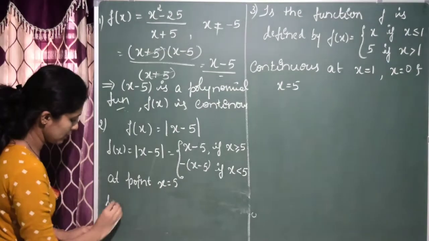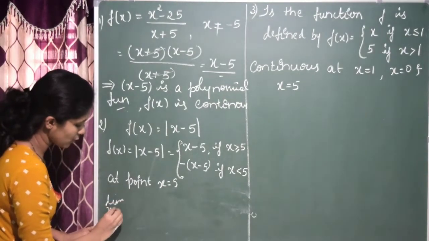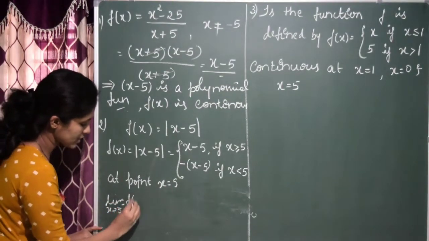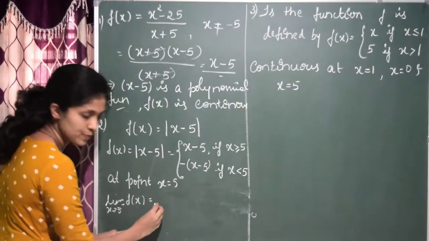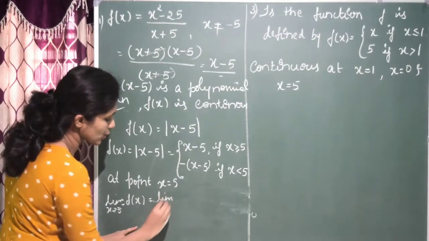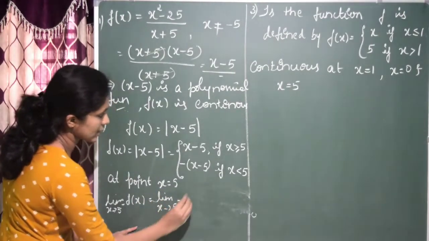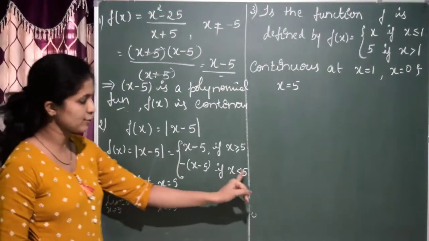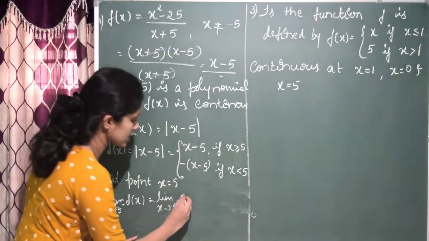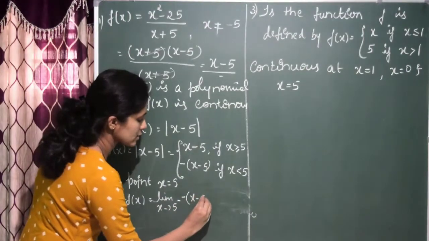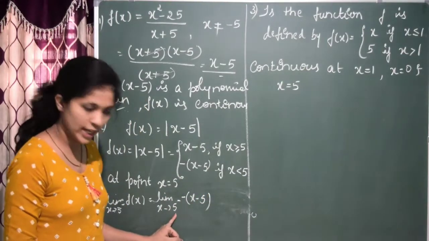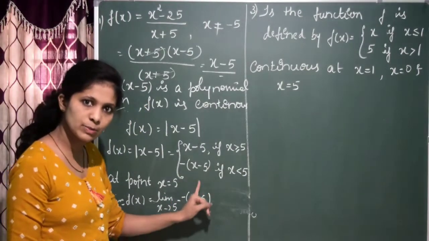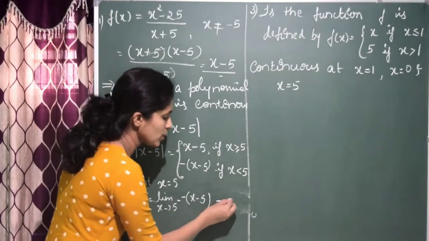So this is now the limit of x tends to 5 minus, from the left hand side, of f of x. I mean the value of x is less than 5, so it is minus of x minus 5. If I substitute the value of x as 5, 5 minus 5 will be 0, minus 0 is equal to 0.